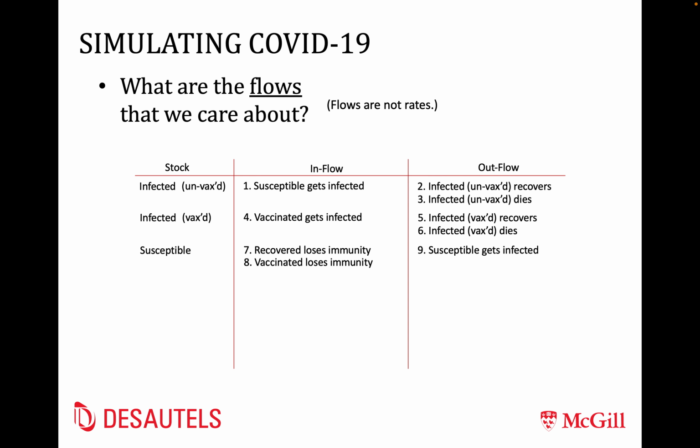Okay, and some outflows for susceptibles. You have susceptibles getting infected. You notice that this is actually the same flow as the one we saw over here, right? So this is an outflow for susceptible, but it's an inflow for infected. Now this will become important in a few minutes, the fact that an outflow for one stock is an inflow for the other. But let's keep going on with this exercise. So vaccinated, you get taken out of the susceptible category if you're vaccinated.